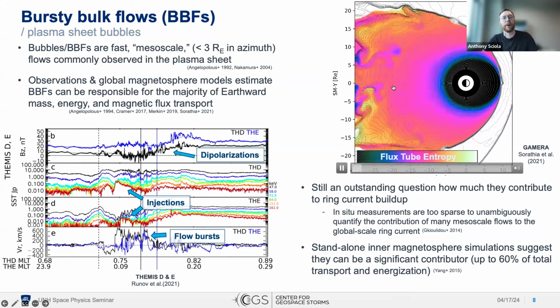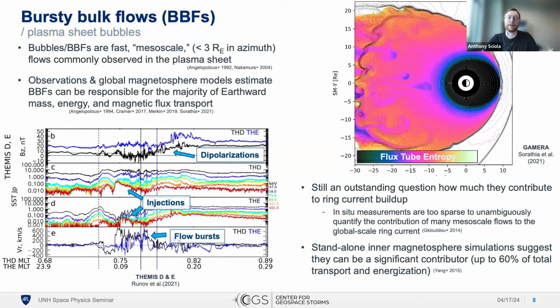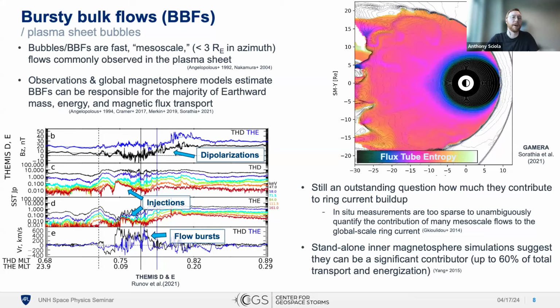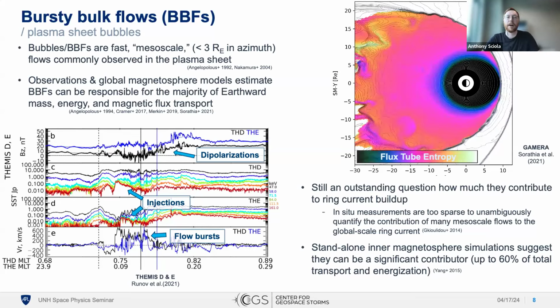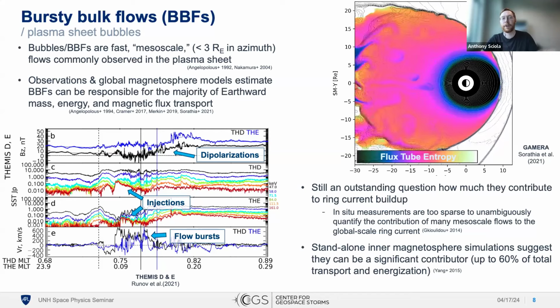And so both observations and global modeling have estimated that BBFs can be responsible for a majority of the earthward transport of mass, energy, and magnetic flux. But because, and you can see from this video a bit, very few of these actually reach ring current distances, it's still an outstanding question how much they contribute to ring current buildup.